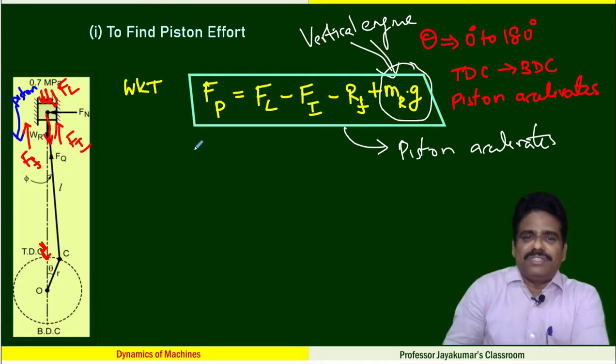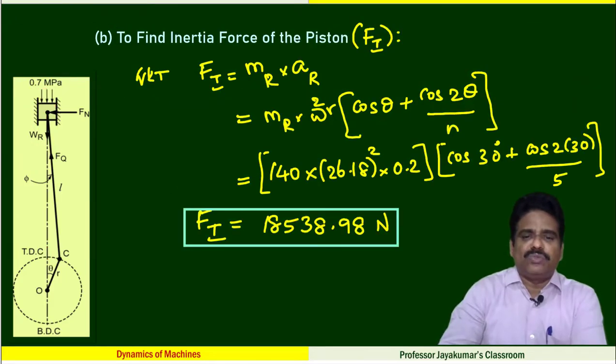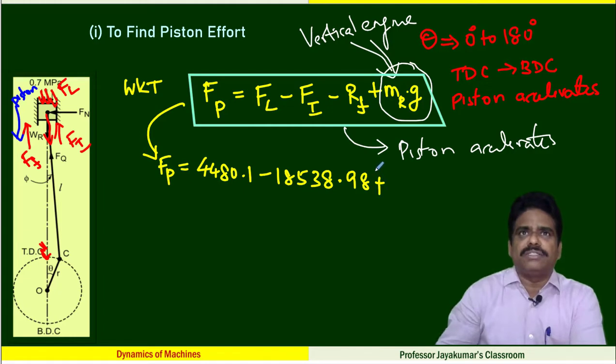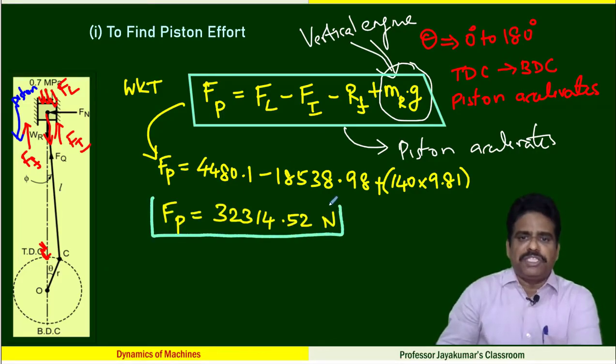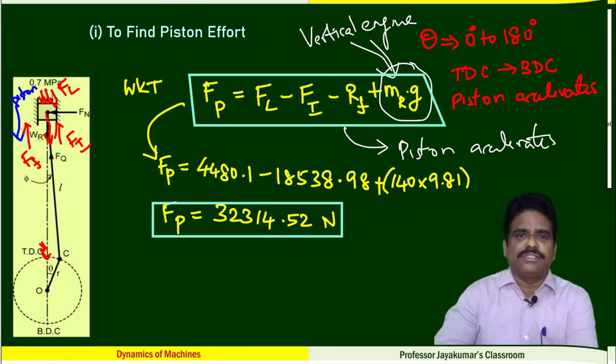So now from this, I can write 4480.1 minus Fi, which is 1853.898. Have they given frictional resistance? I don't think so. So you need not consider it. What is the reciprocating mass they have given? This is 140 kilogram. So 140 multiplied by 9.81. On simplification, I get the value like this.